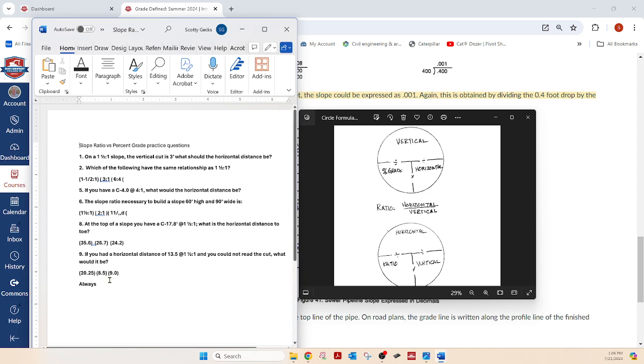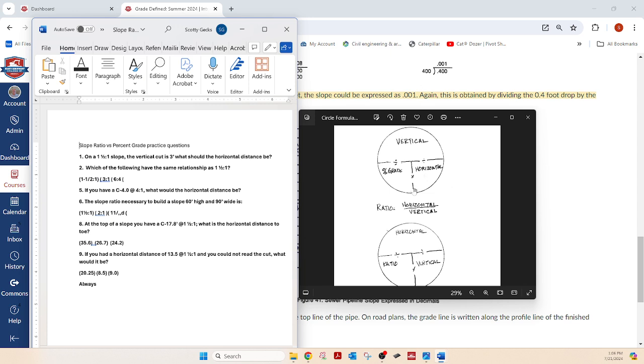You got 9 for the vertical, right? We had 13 and a half for the horizontal, at 1.5, and now we know we have a vertical distance. Its slope's going to be 9 foot high. So we took the horizontal divided by the ratio.